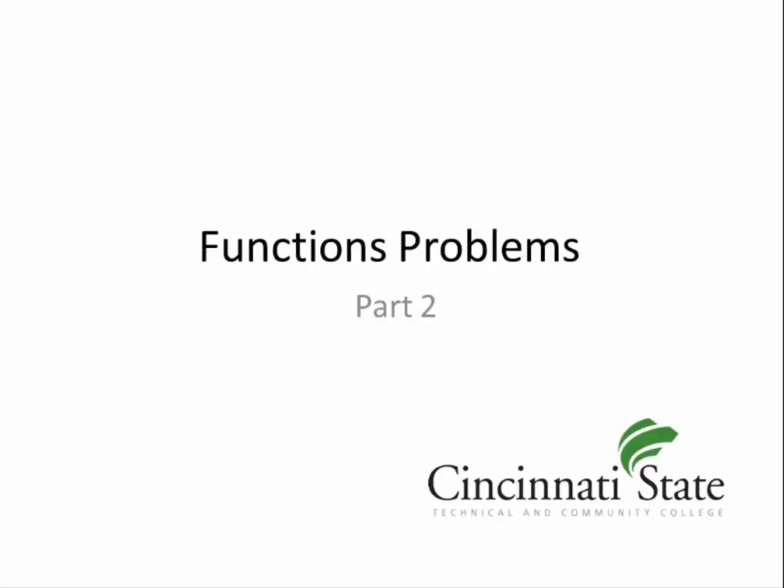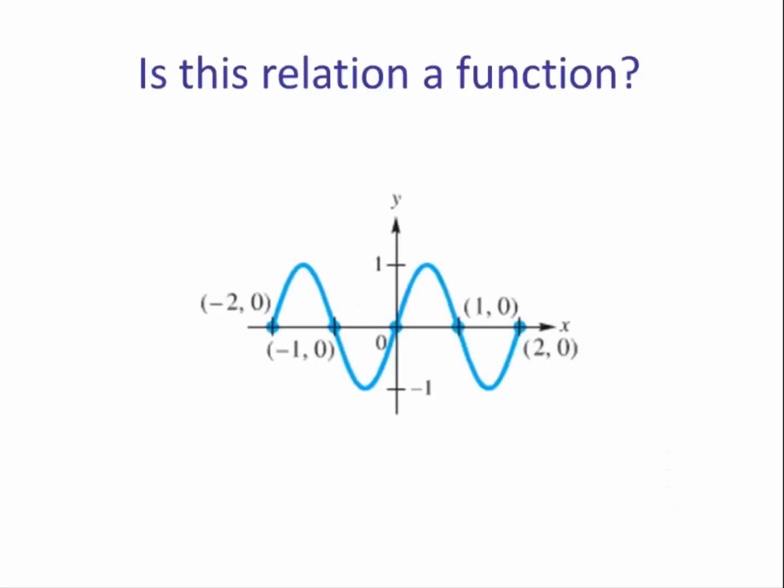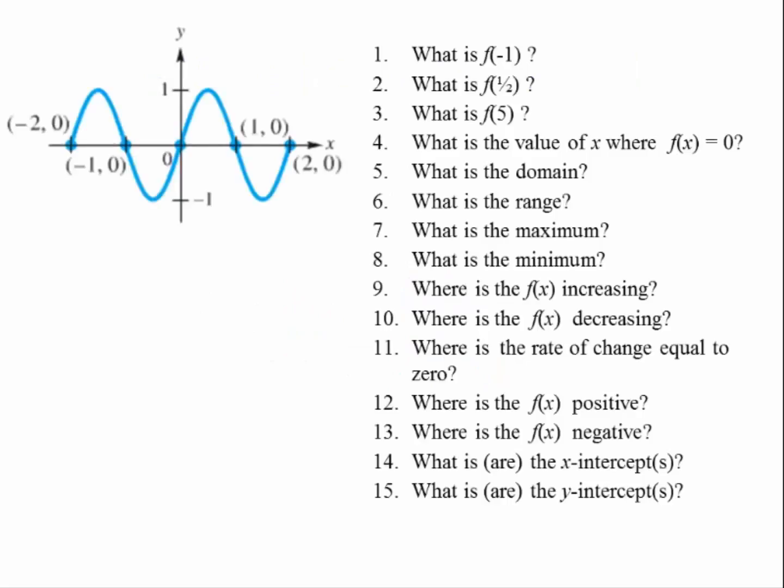Function problems, part 2. Is this relation a function? The answer is yes. It passes the vertical line test. For every x, there's one and only one y. What is f of negative 1? When x is negative 1, we have y being equal to 0.